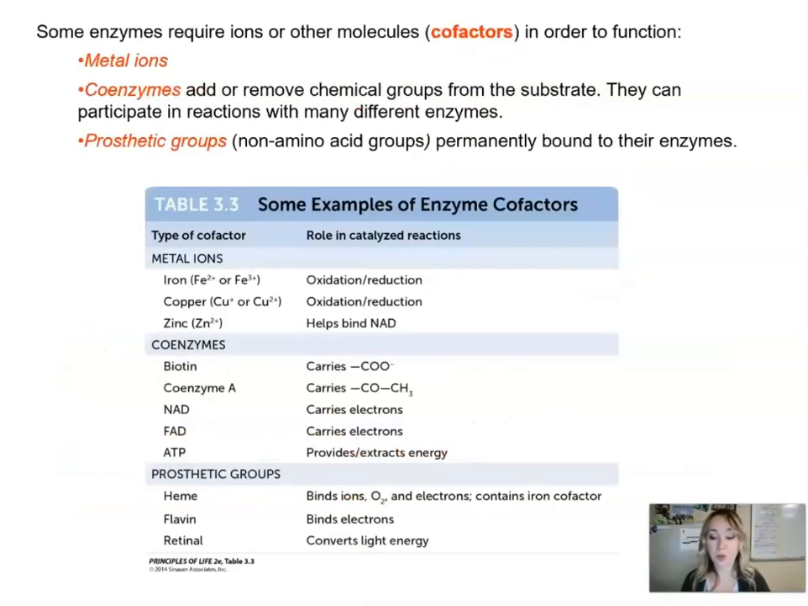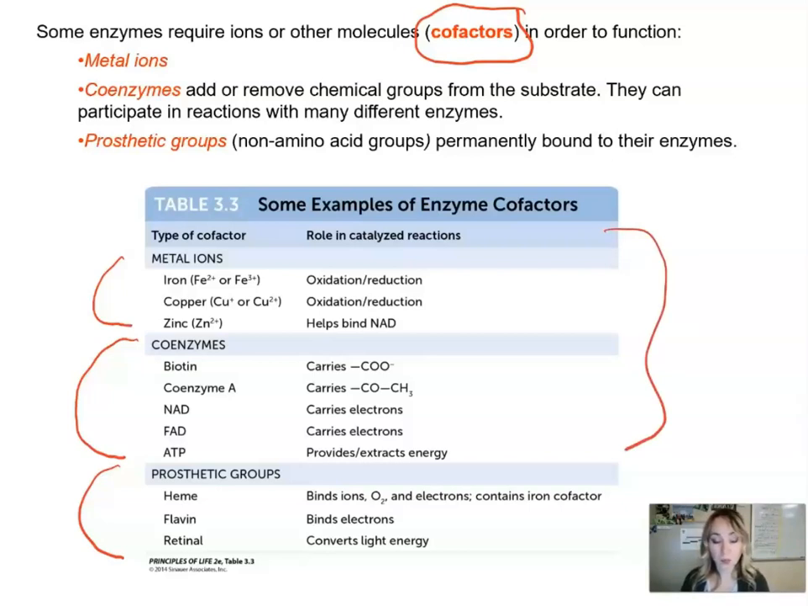So some enzymes will require other molecules in order to function. These other molecules are called cofactors, and I'm going to give you a few examples. These can be metal ions, they can be organic molecules, and we call them coenzymes, and they can also be prosthetic groups, and these are typically permanently bound to the enzymes. So metal ions, a few examples here: iron and copper and zinc. Coenzymes: biotin, coenzyme A, NAD, FAD, even ATPs. We can refer to these also as vitamins, and when we buy multivitamin capsules, they will usually contain mixtures of all these vitamins at different percentages.